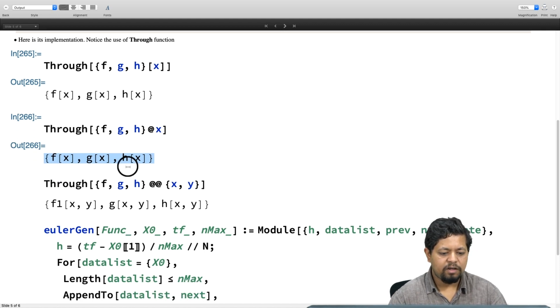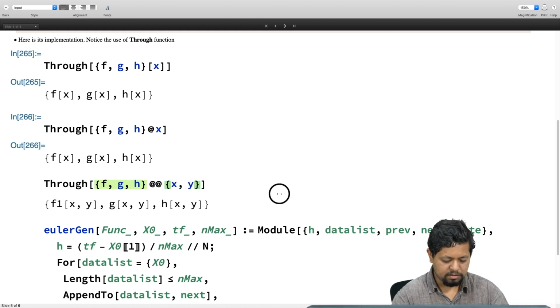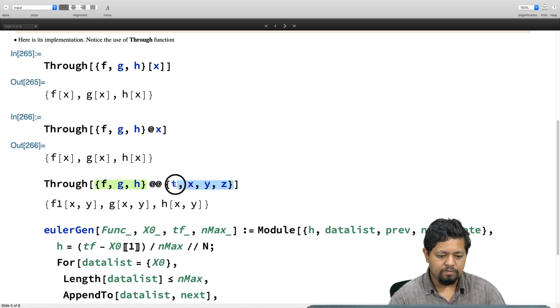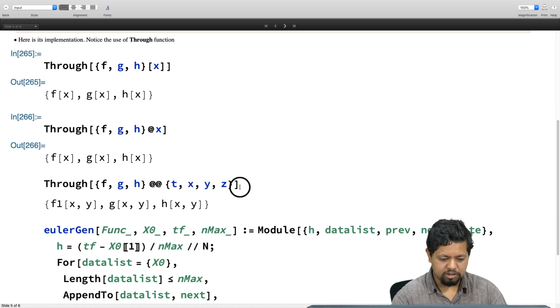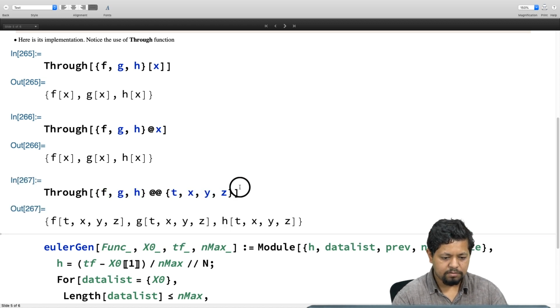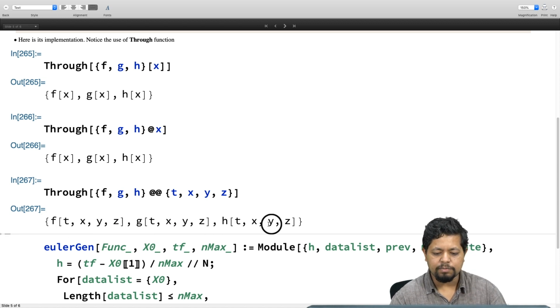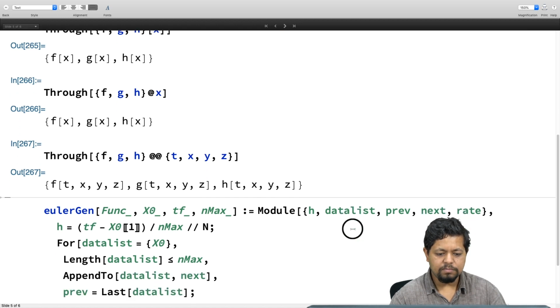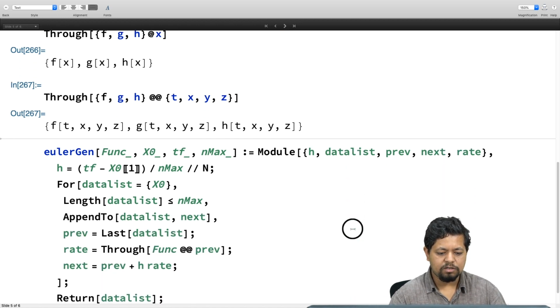And if my set of arguments were a vector, as they happen to be in this case, I can apply it on the set of vector x, y, or for that matter t, x, y and z, which is my column vector. I can take it and apply on that. In return, I'm going to get an array of functions: f applied to t, x, y, z, g applied to t, x, y, z, and h applied to t, x, y, and z. So we can go ahead and use this Through construct.